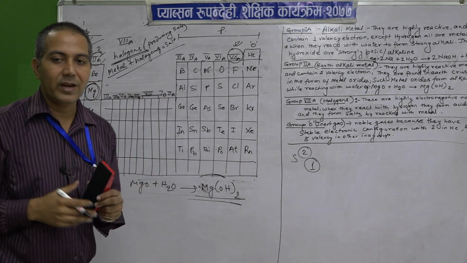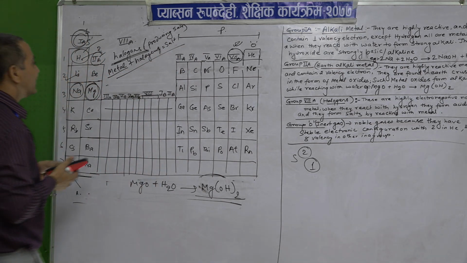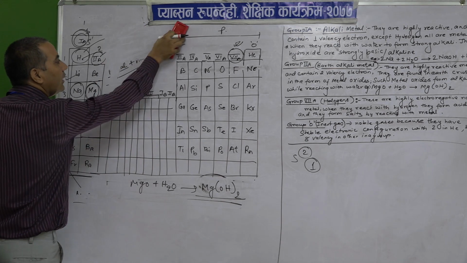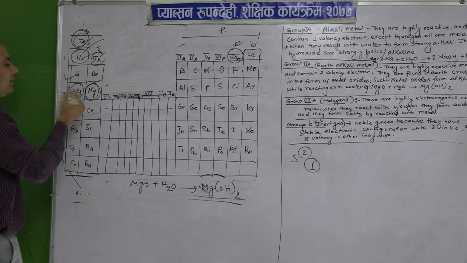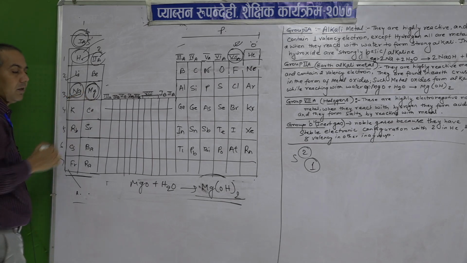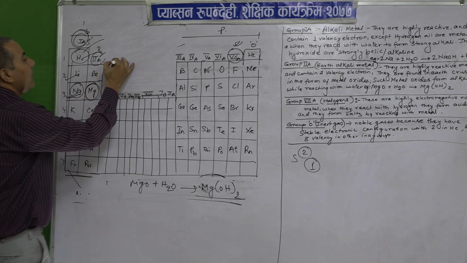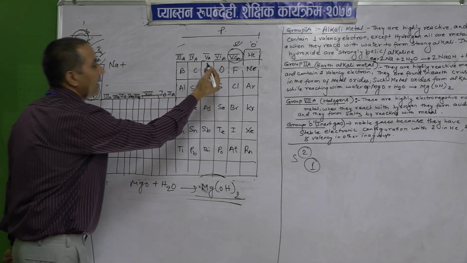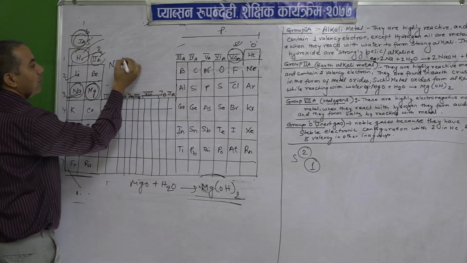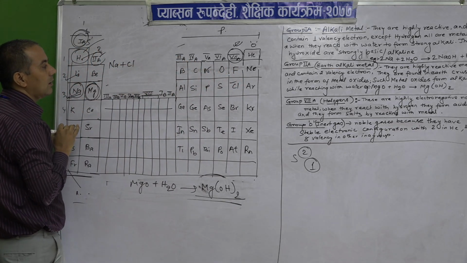Now, let us take one example. Without examples, science cannot be understood. Let us take one metal, simply sodium. We will take sodium plus, let us take one example, chlorine or fluorine, Cl.